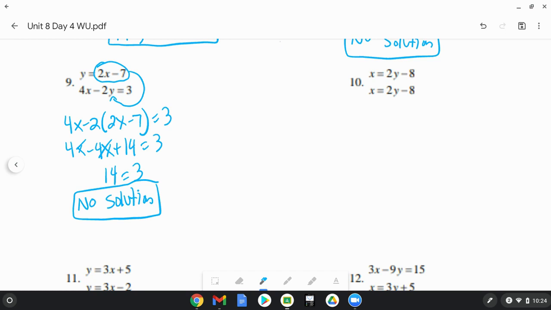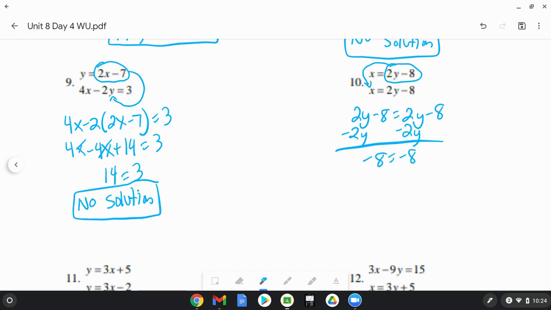Number 10, they're both x equals. So let's just circle 1, plug it in for the other x. So now we have 2y minus 8 equals 2y minus 8. We subtract the 2y from both sides, and we get -8 equals -8. This one, because they're identical, would be many solutions.